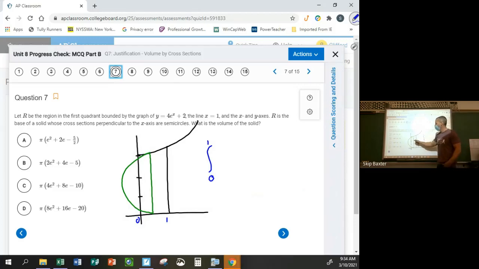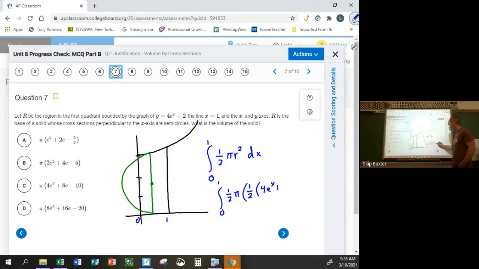So the area of a typical semicircle is 1/2 pi r squared, right? So this is 1/2 pi r squared dx. You just have to figure out what r is in relation to x. r is half the height of the function, right? So this is going to be the integral from 0 to 1 of 1/2 pi times half the height of the function, or (e to the x plus 2) squared, dx. Well, this is the answer. Now you just have to figure out which one actually gives you the correct answer when you do the integration.